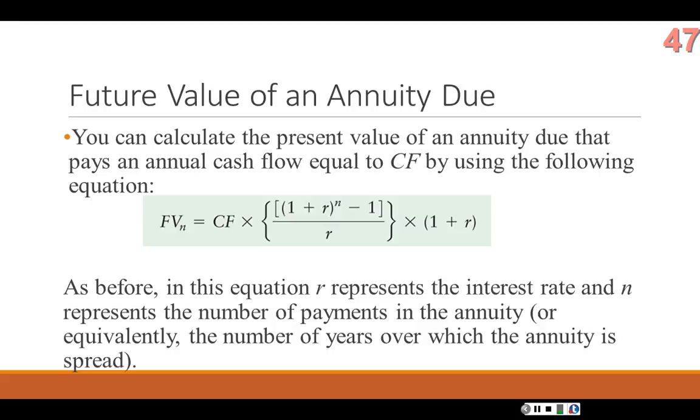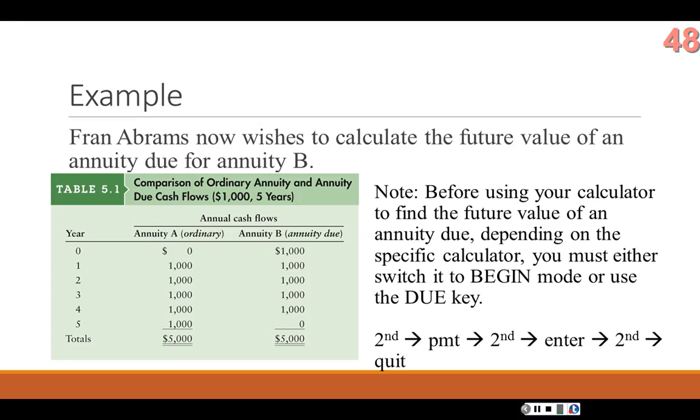So now we can talk about an annuity due. An annuity due is where the cash flows occur at the beginning of the period. And here's the formula. The future value is equal to the cash flow or the payment times 1 plus the stated rate raised to the nth power minus 1 divided by the interest rate. All of that times 1 plus the interest rate. So Fran is now wanting to calculate the future value of the annuity due, which is the annuity B.